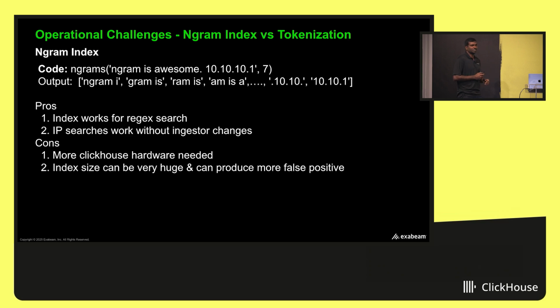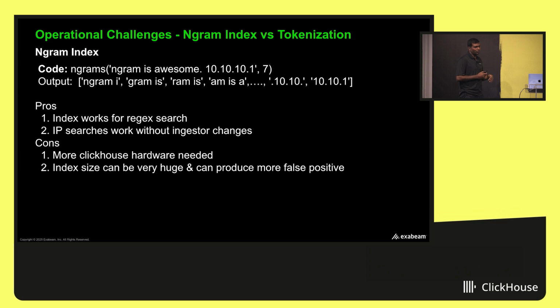Another operational challenge that we encountered when we went with ClickHouse in production was the n-gram index. The n-gram index helps in regular expression cases and IP searches. But it requires more hardware because ClickHouse needs to do background merges, and every background merge has to recreate the index. The index could be expensive in our case due to the log data.